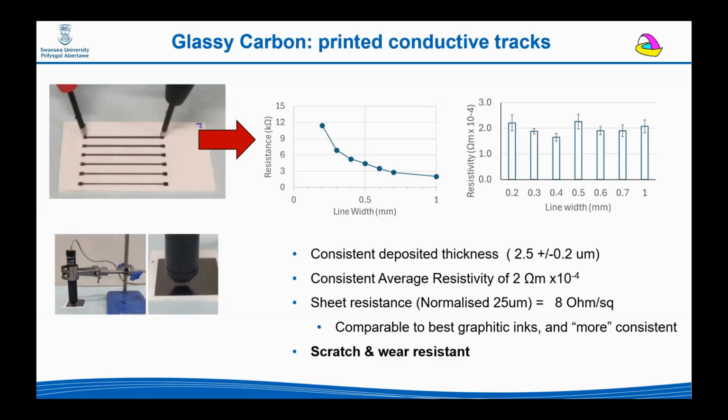In fact, when we convert to the commonly adopted sheet resistance normalized at 25 micron, we got a resistance of 8 ohms per square. Now, what is interesting here? Glassy carbon is also isotropic. So it's not in one direction only that it is conducting. It has uniform properties in all directions. So we achieve a very good, low resistance, equivalent to very good graphitic inks.